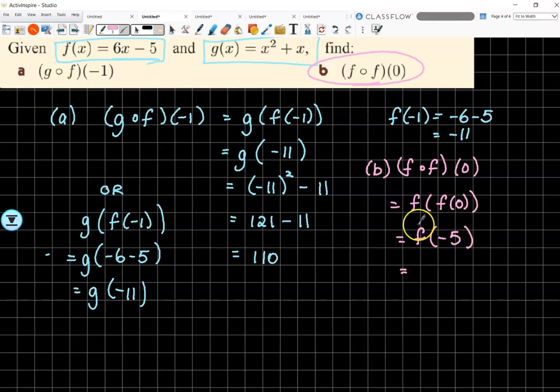Right? What is this now saying? Do you get this bit? This is saying go to your f function again. Wherever x is, we're now going to replace it with minus 5. So it's going to be 6 times minus 5. But don't forget the take 5 at the end. Minus 30, take 5, we get minus 35. Done.